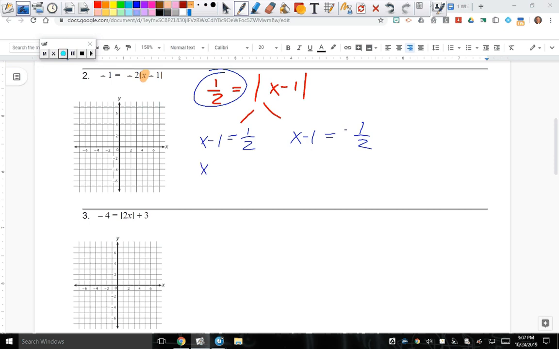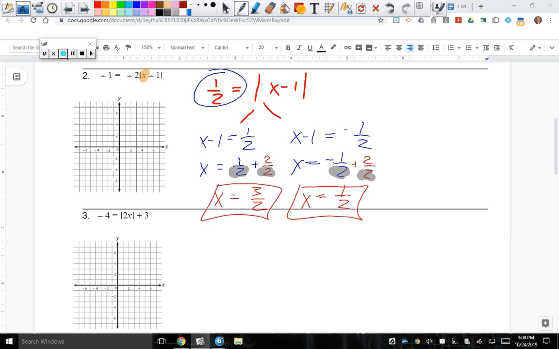Adding 1 to both sides is the same as adding this. And the reason why I chose that is because when I add or subtract fractions, I need common denominators. When I multiply and divide, I don't need that. Okay? But when I add, I need common denominators. So you have 3/2 here, and negative 1 plus 2 is 1. You have 1/2 here.